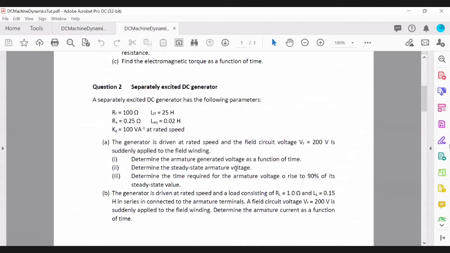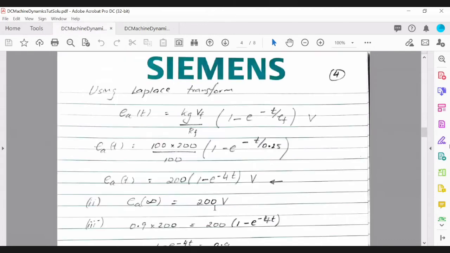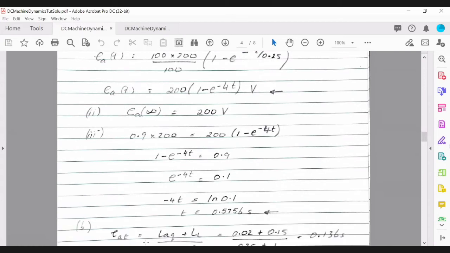So that will give you the expression, and in part B, they ask you the steady state armature voltage, and in part 3, they ask you the time required for the armature voltage to rise to 90% of its steady state value. So I've done this solution. So when you insert here for steady state value, this term will basically cancel as t tends to infinity. So this basically turns to 0. So you end up with EA being equal to 200 volt. That's your steady state value.